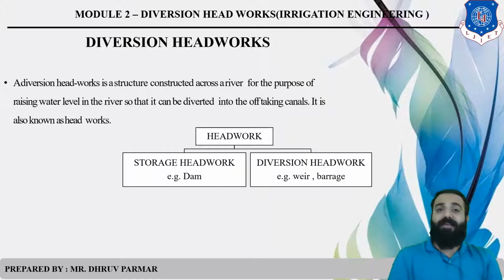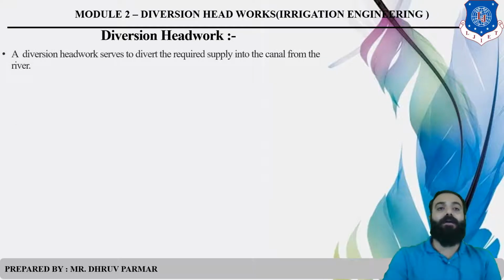That type of structure is called diversion headwork. There are 2 types of headwork: storage headwork and diversion headwork. Storage headwork means a dam. Diversion headwork means a weir or barrage, like the Vasana barrage. You are aware of that location. They are differentiated according to height and period of storage. So we have discussed what a diversion headwork is.